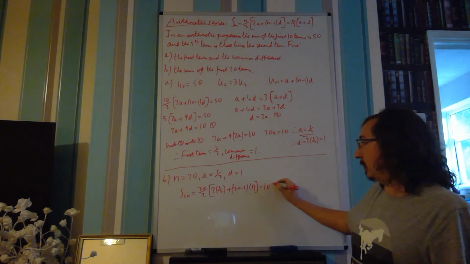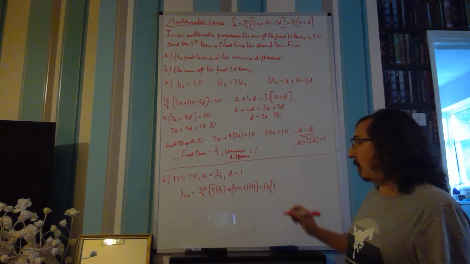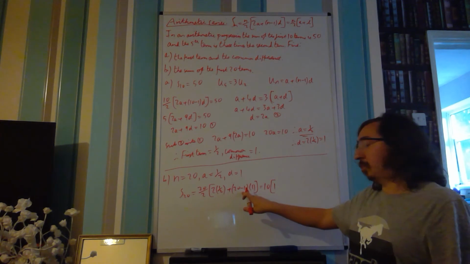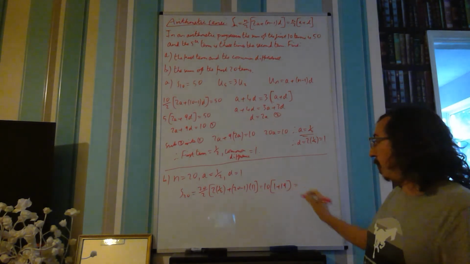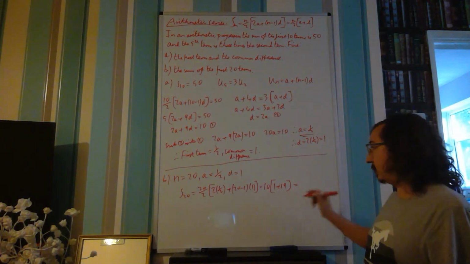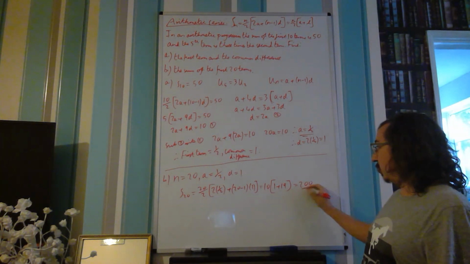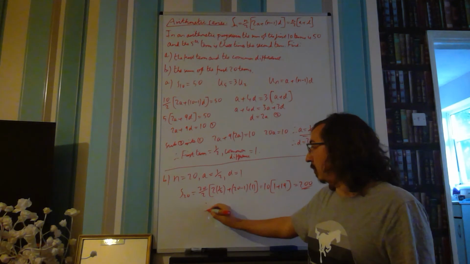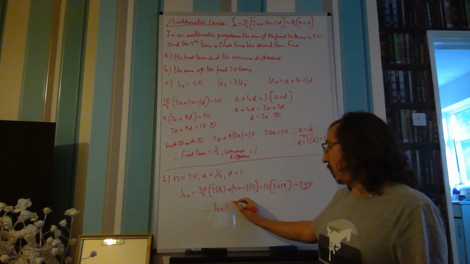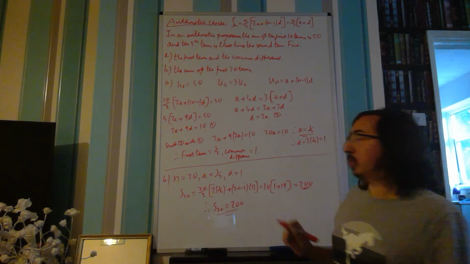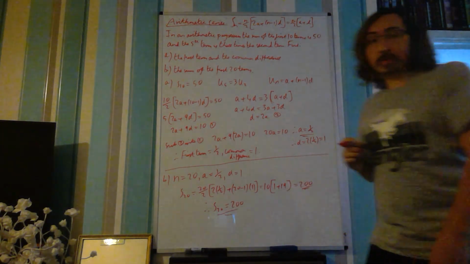20 over 2 is 10, 2 times a half is 1, 20 minus 1 is 19 times 1 is still 19, 1 plus 19 is 20, times 10 gets us 200. So therefore the sum of the first 20 terms is equal to 200. And that is how we solve this problem.